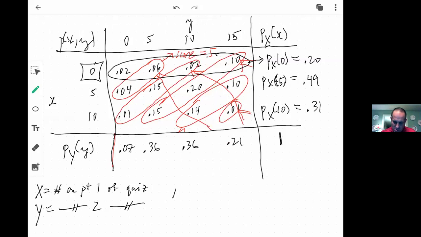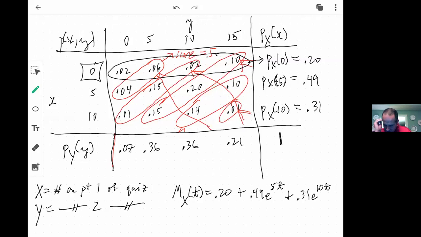Well, let's figure out what the moment generating function of X is. Okay, it's going to have 3 summands. It's going to be 0.20 plus, right? So it would be 0.20 e to the 0t plus 0.49 e to the 5t, right? Plus, okay, because x was 5 for that one, plus 0.31 e to the 10t. Yes? Okay. So what would I have to do here to figure out what the standard deviation was?